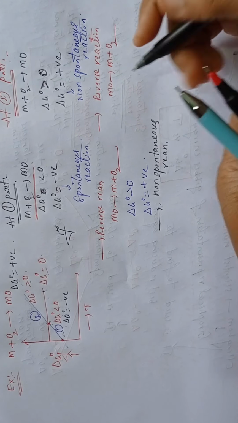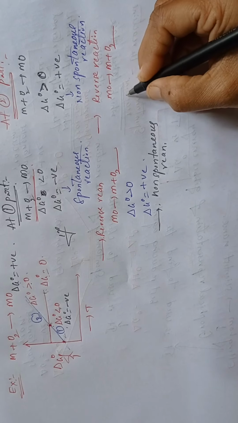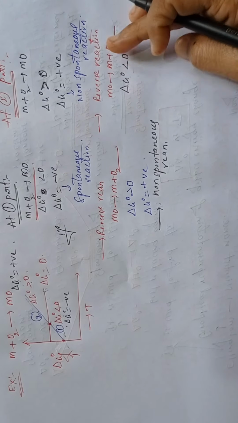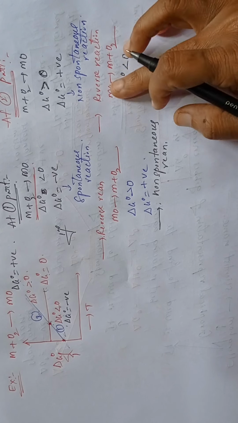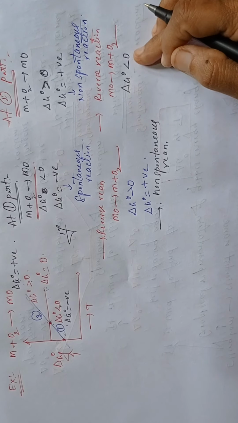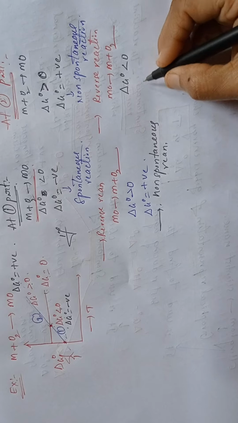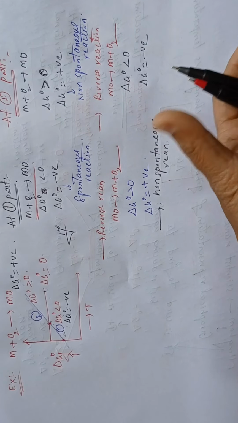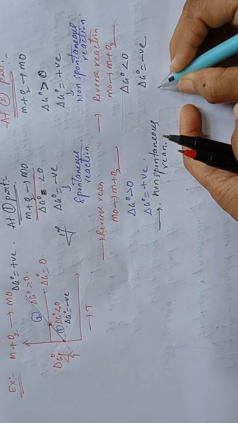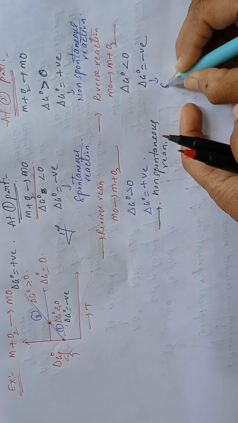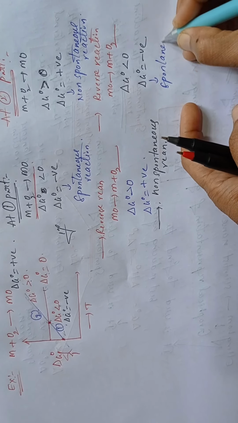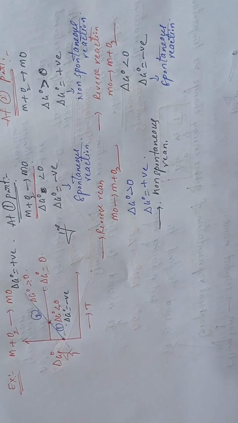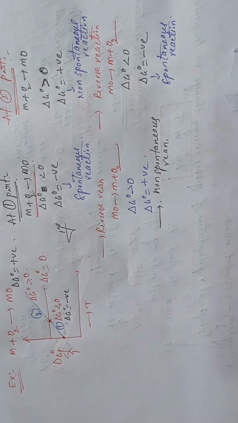So here what about the delta G naught value? Earlier the delta G naught value was greater than 0. When the reaction becomes reverse, the delta G naught value is also reversed, so it is less than 0. That means the delta G naught value is negative. That means the reaction is which one, students? It is a spontaneous reaction. Are you clear? Spontaneous reaction.